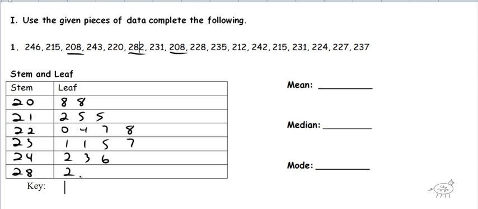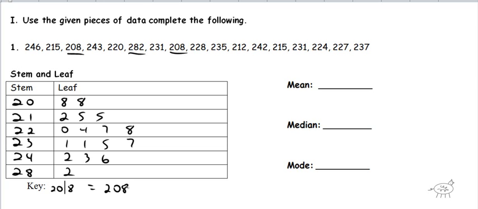So remember, you need a key. So we're saying 20|8 is 208. I won't give you the word key on a quiz problem. You need to know to make a key. But 20|8 is 208. You can give me any one of them as long as you tell me one of them. Give me an idea.